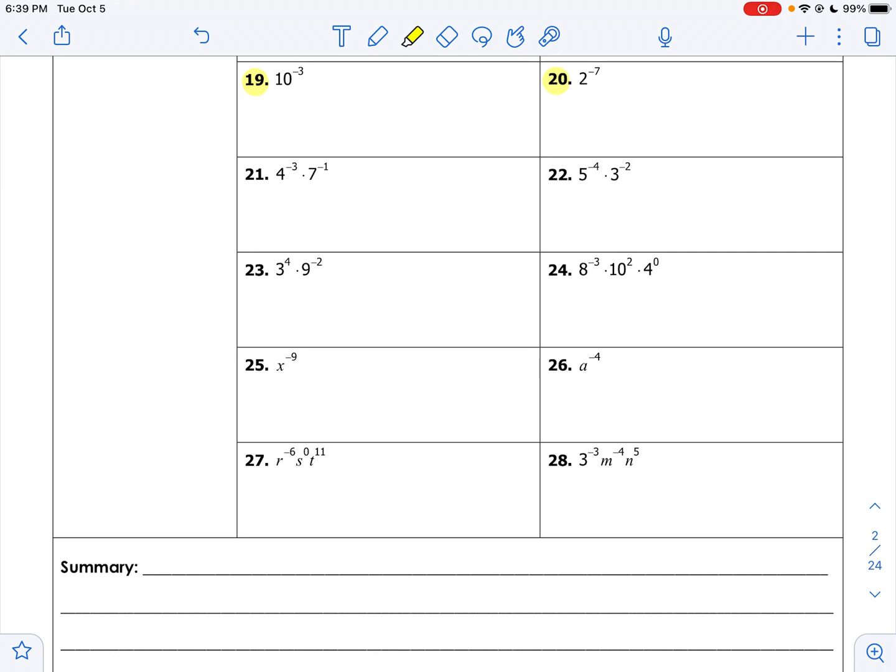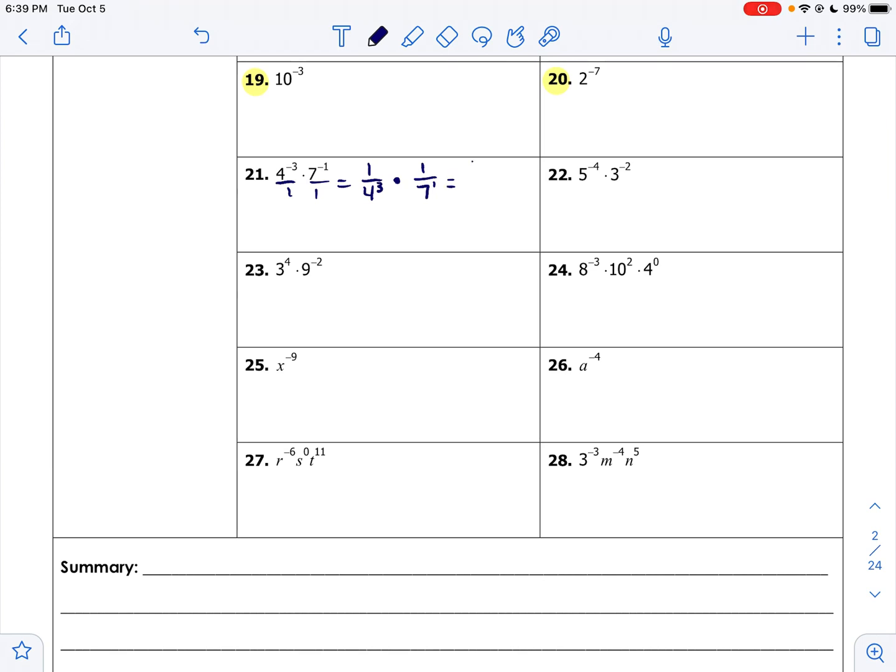Number 21. I have two exponent expressions with two different bases. Both of those expressions have a negative exponent. So we're going to have to flip both of those. So both of these are over 1. When I rewrite that, that's 1 over 4 to the now positive 3 times 1 over 7 to the positive 1. And we can evaluate that.